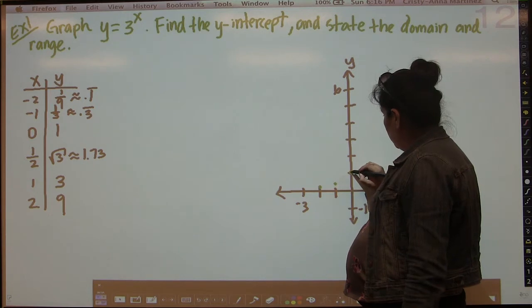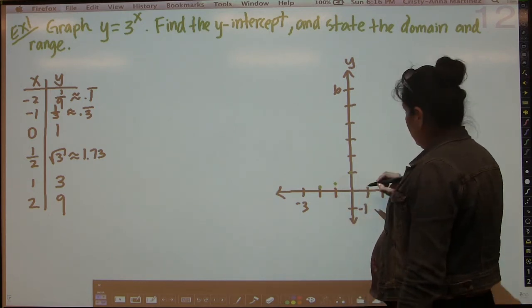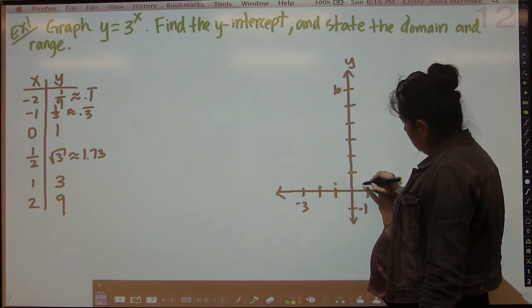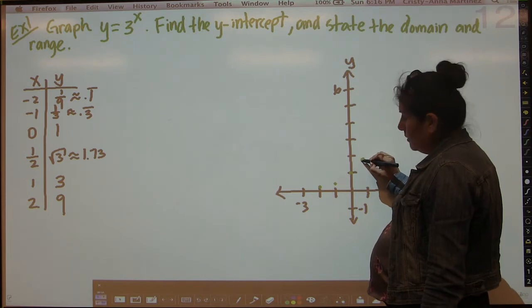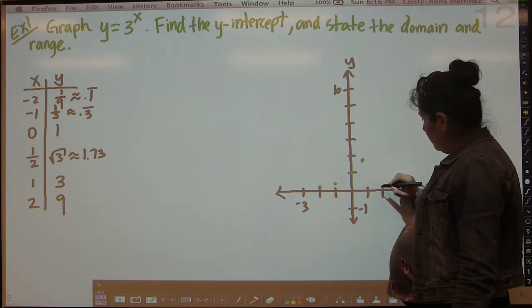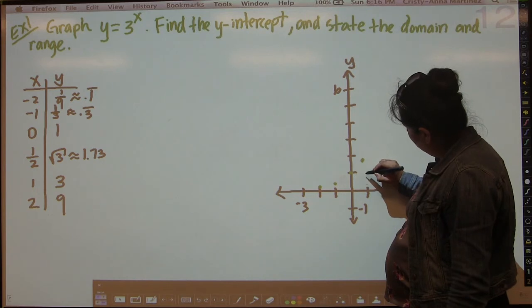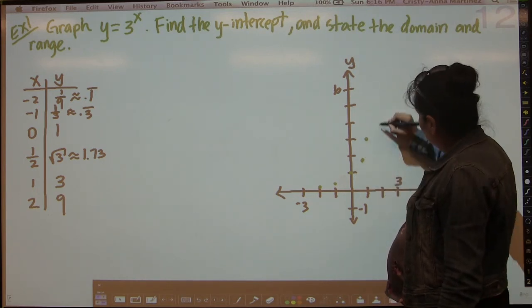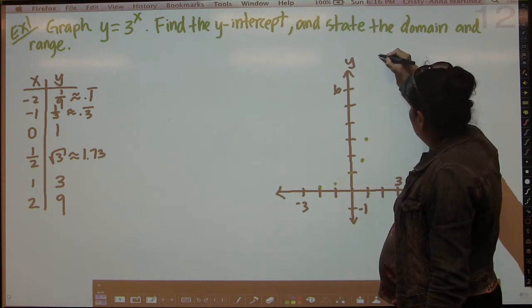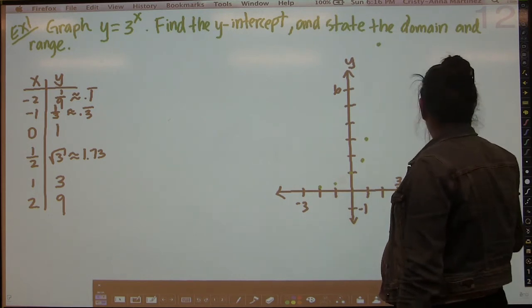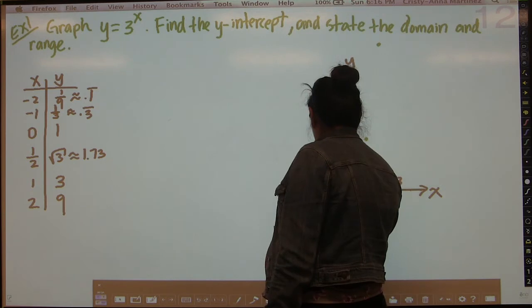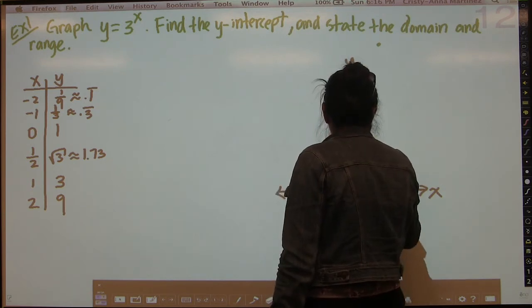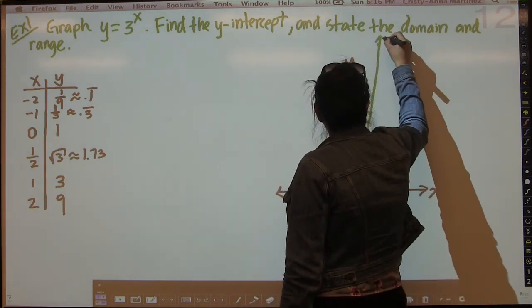0, 1 would be here. 1/2 is here, and then 1.73 is almost 2, but not quite. And then when x is 1, you go all the way to 3, so 1, 2, 3. And then at 2, it's going to be 9, so there's 6, 7, 8, 9. You can guess that it's about right there. And then we're going to connect our graph with a smooth curve.